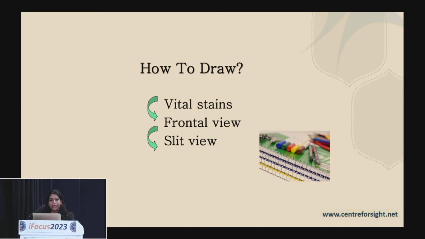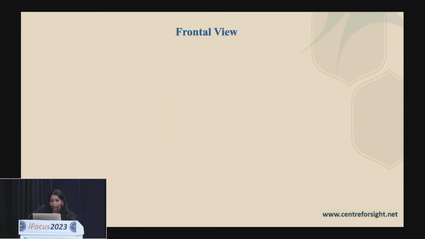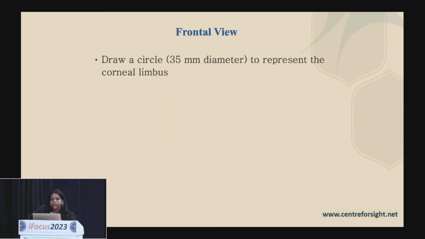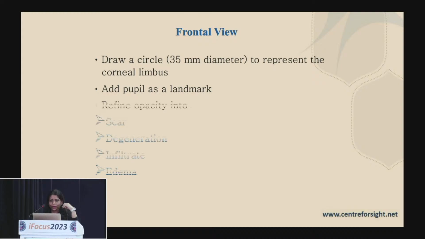So vital stains are very important before you're doing your corneal drawing. Frontal view and slit view are important. First we draw the frontal view: draw a circle of 35 millimeter to represent the corneal limbus. Limbus will be drawn with which color? Good. Add pupil as a landmark. Color of the pupil? Very good.